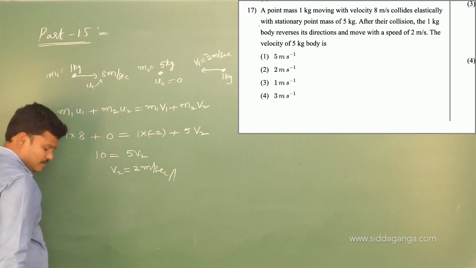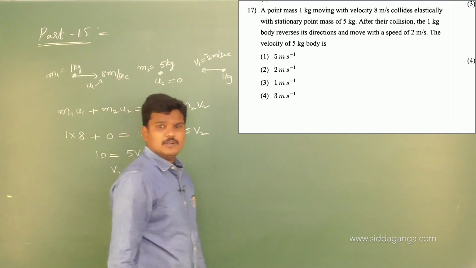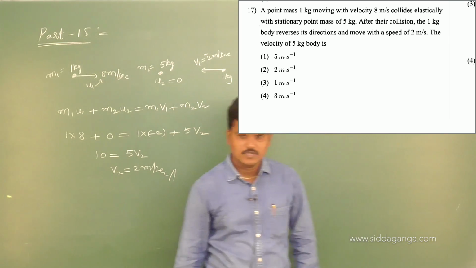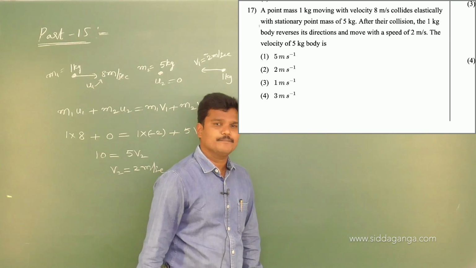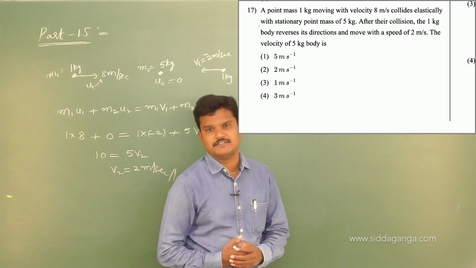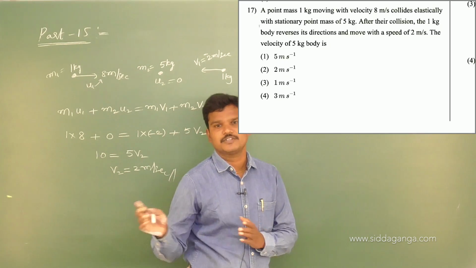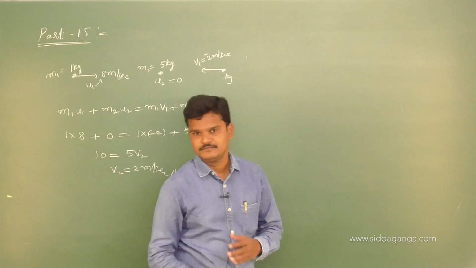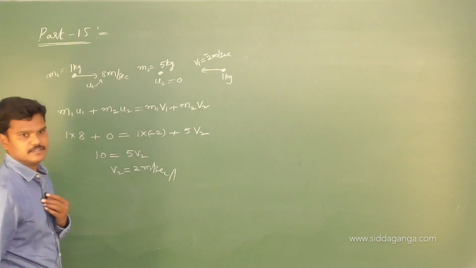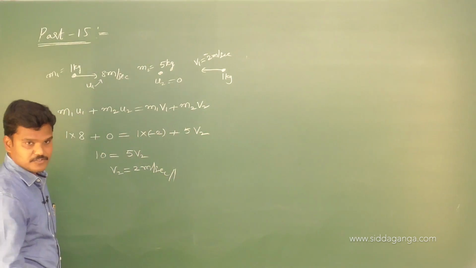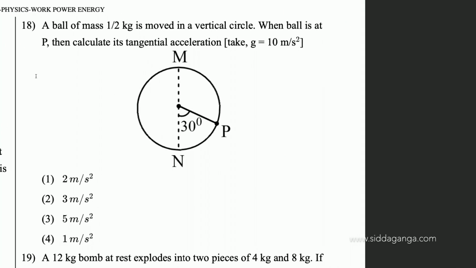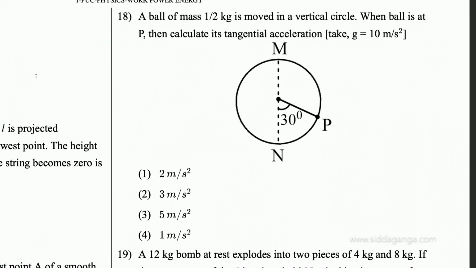See, I am getting v2 equal to plus 2 meter per second. That means after the collision the body is moving in the original direction, so I am getting a positive answer. Okay, take this. Go to the next question. This is also a simple question. Directly we can expect the answer.